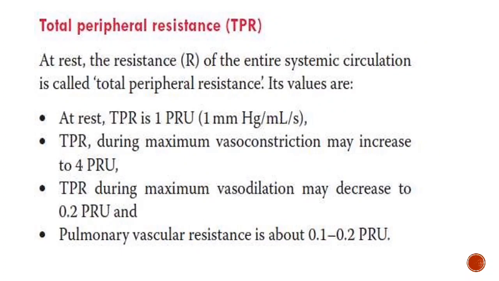And the next one, total peripheral resistance. At rest, the resistance of the entire systemic circulation is called total peripheral resistance. The value for this is 1 PRU, that is 1 mmHg per ml per second, which is the total peripheral resistance of the entire systemic circulation. TPR during maximum vasoconstriction may increase to 4 peripheral resistance units, and during maximum vasodilation it decreases to 0.2 peripheral resistance units. Pulmonary vascular resistance is only about 0.1 to 0.2 peripheral resistance units.